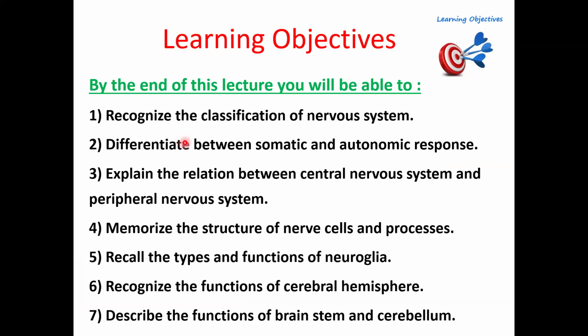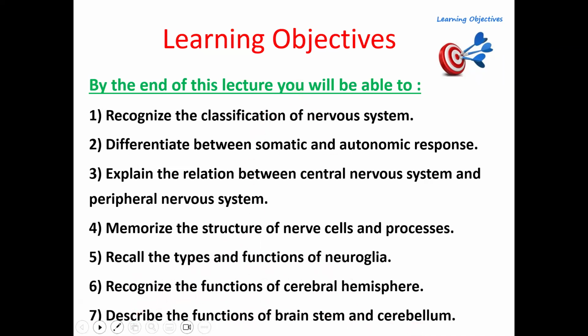Starting with the learning objectives, as usual, we have 7 learning outcomes. Number 1, to recognize the classification of the nervous system. Number 2, to differentiate between somatic and autonomic response. 3, explain the relation between the central nervous system and the peripheral nervous system. Number 4, to memorize the structure of nerve cells and processes. Number 5, recall the types and functions of neuroglia cells. Number 6, to recognize the functions of the cerebral hemisphere. And finally, number 7, to describe the functions of the brainstem and cerebellum.